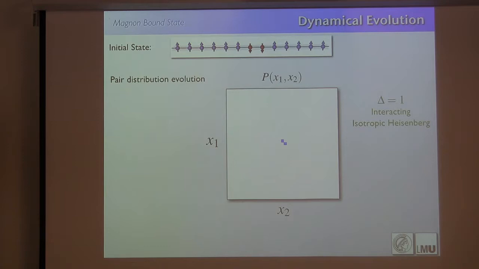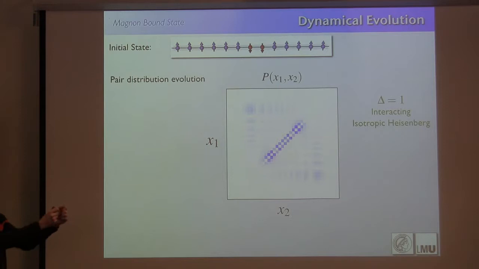Isotropic interactions. We do the same experiment. This is theory, I'll show you the experiment in a second. And now we see something interesting happens. Now you have a little bit of breakup of the particle, but mostly it now stays on the diagonal. So it really moves together through the lattice as a bound state as they're propagating.